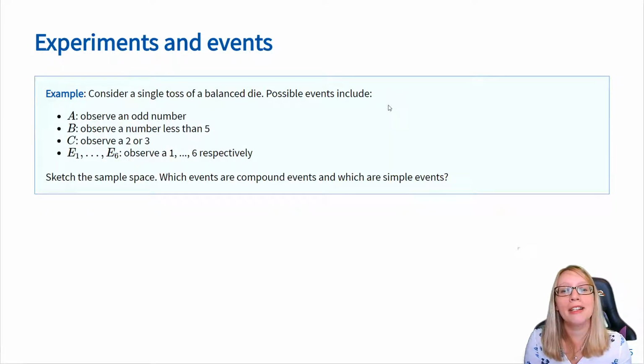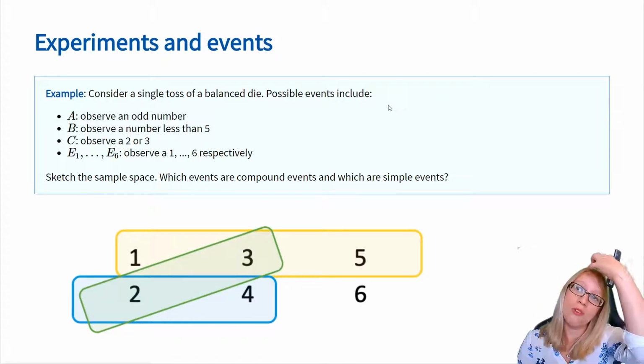So let's take a look at a simple example coming to us from gambling, rolling a 6-sided die. You'll find throughout the semester that most of the canonical or classical probability examples are from gambling. The early probability theorists had a bit of a problem. So, consider a single toss of a balanced die. We've got some events here that could occur. Event A, for example, is observing an odd number. We'll call event B observing a number less than 5. We'll call C observing a 2 or a 3.